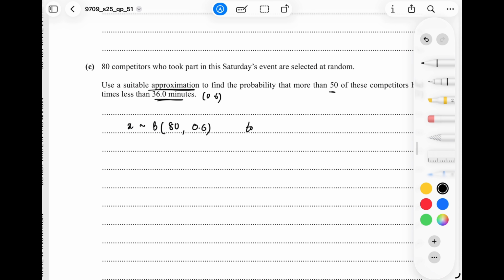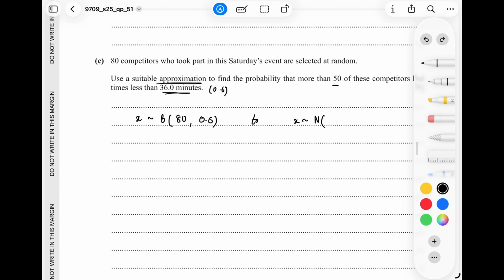But we're going to have to move it to the normal distribution. For N, the mean is np, and the variance is npq. So you just multiply 80 times 0.6, you get 48. Multiply that answer by 0.4, you get 19.2.